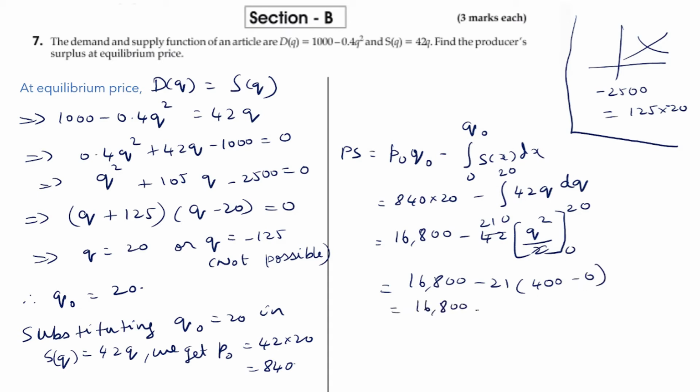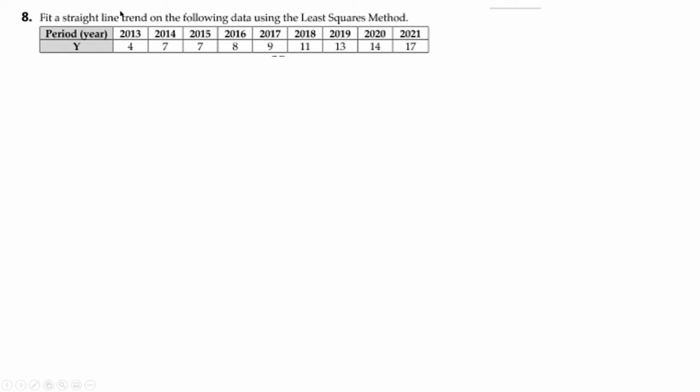Or it is 16,800 minus 8,400 which is equal to 8,400 units. Therefore, producer surplus is equal to 8,400 units. So this is the producer surplus at the equilibrium price. Moving on to the next question.